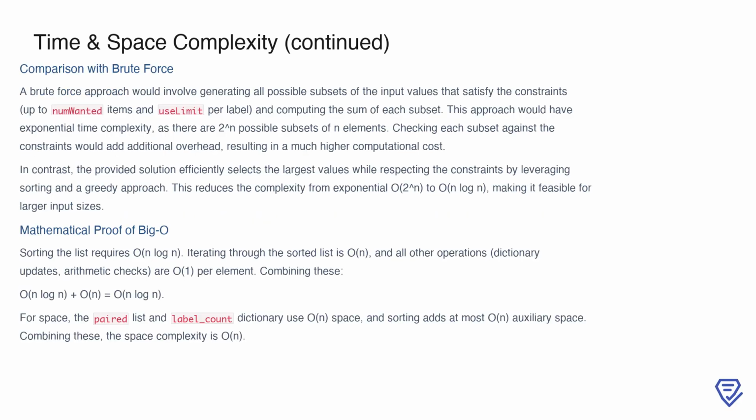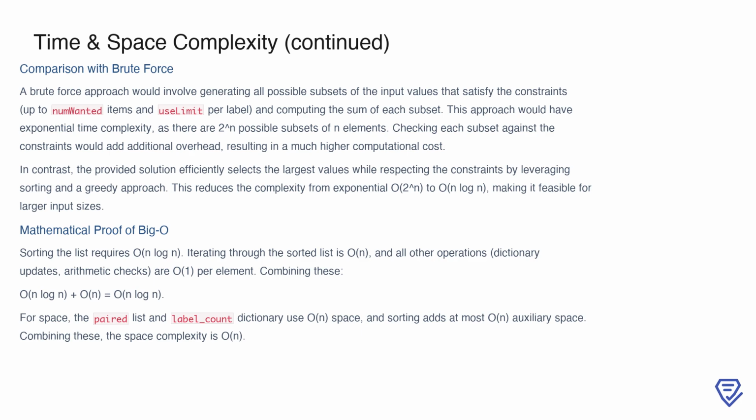Comparing this solution to a brute force approach highlights its efficiency. A brute force method would involve generating all possible subsets of the input values and checking which ones satisfy the constraints. With n elements, there are 2^n possible subsets, leading to an exponential time complexity. On top of that, verifying each subset against the constraints would add more computational overhead, making this approach infeasible for larger inputs. In contrast, our solution uses sorting and a greedy selection process to efficiently maximize the sum while respecting the constraints. This reduces the time complexity from exponential O(2^n) to O(n log n).